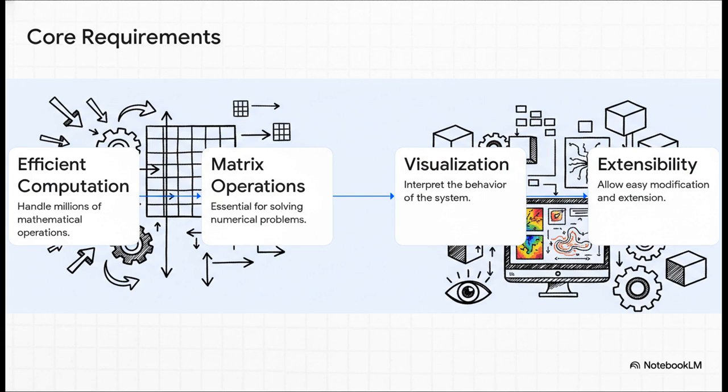Second, it has to be a rock star at matrix operations. That's the mathematical bedrock of this whole field. Third, you need powerful ways to visualize your data. I mean, a mountain of numbers is useless if you can't see the results, like the stress patterns or temperature fields. And finally, it's got to be extensible, so scientists can build on their tools and adapt them as their research gets more and more advanced.